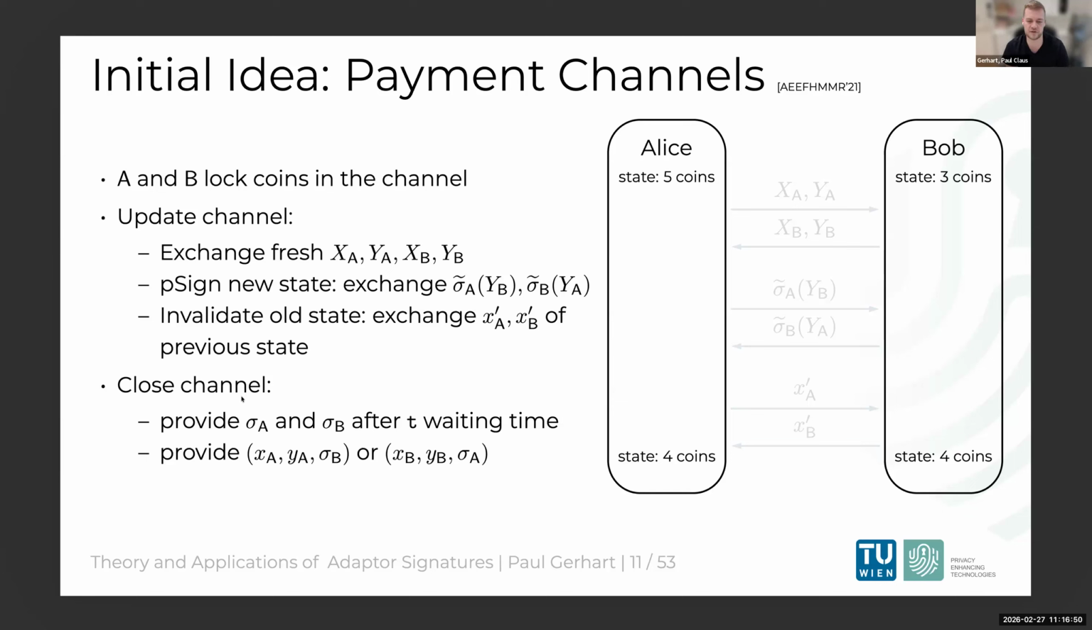Alice and Bob simply lock coins to the channel. Locking coins to the channel kind of means the coins are not controlled by Alice or Bob alone anymore, but only by Alice and Bob together. So both parties have to agree what happens to the coins in order to spend them. Once the coins are locked, updating the channel also is kind of fun.